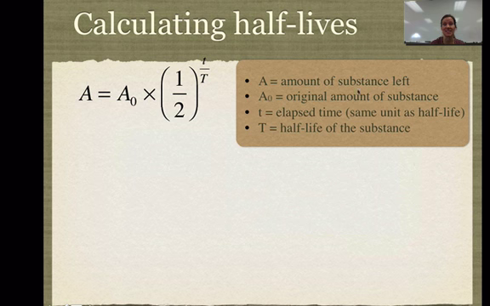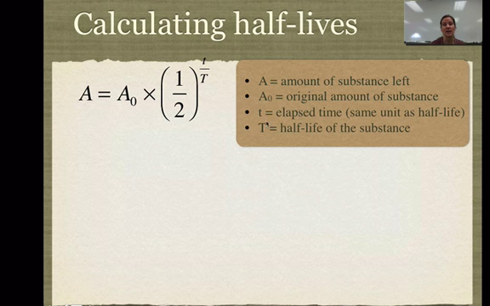A is the amount of substance left. Left is really important here. A sub naught, or A0, is your original amount. That's your starting amount. Okay? And then it's small t, which is the amount of time that's gone by. And then big T, which is the half-life.